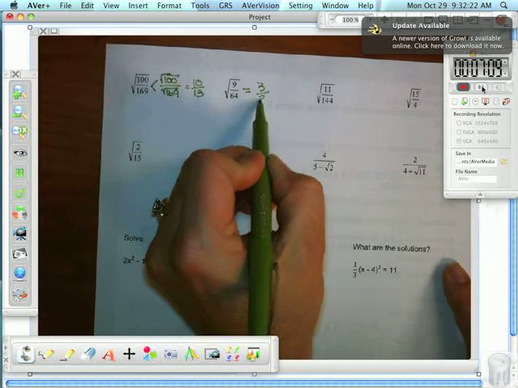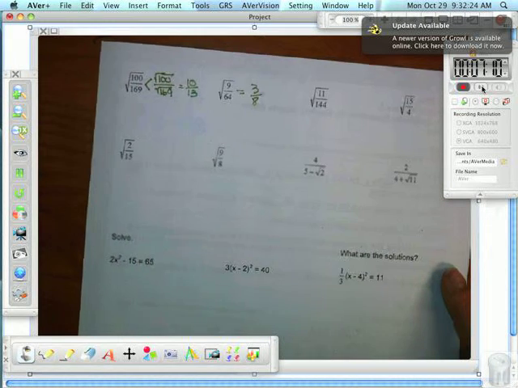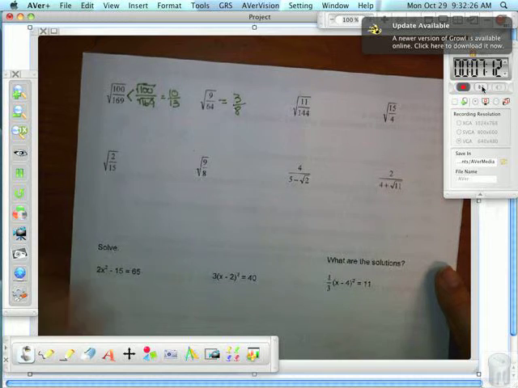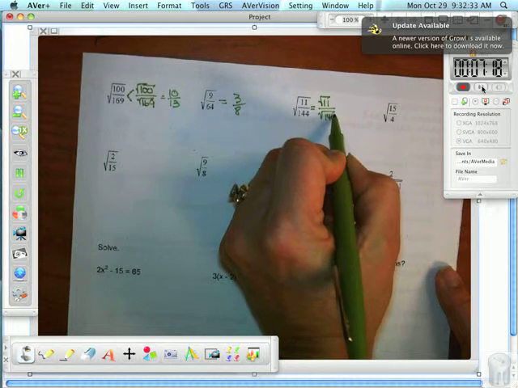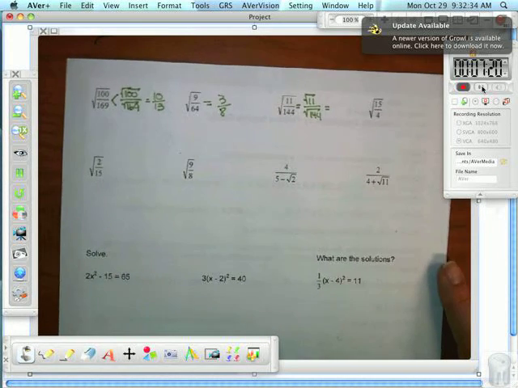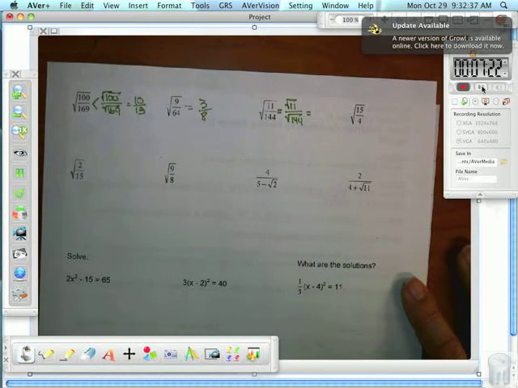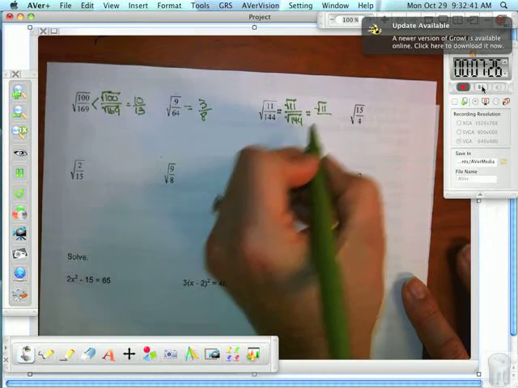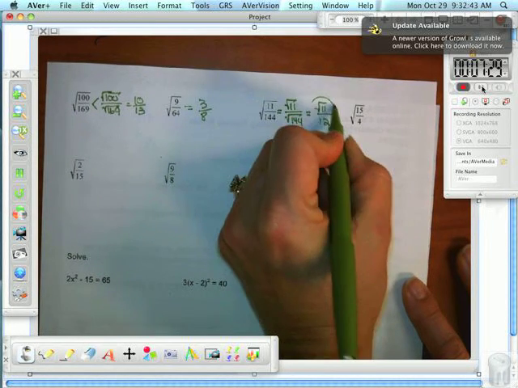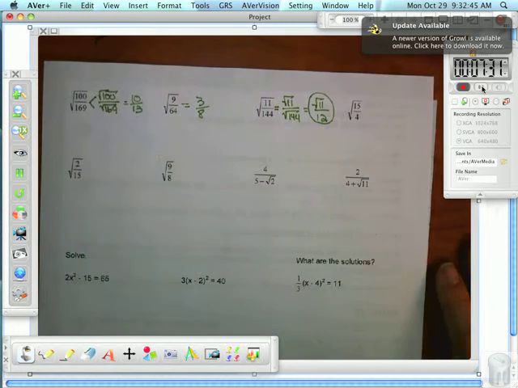Okay, so this one. 11 is not a perfect square, so I'm going to write it like this just to get started. Can I take the square root of 11 without a decimal? No, so I'm going to leave that in the top. And what's the square root of 144? All right, I can't go any further than that because 11 does not have a factor that's a perfect square. So I'm done.